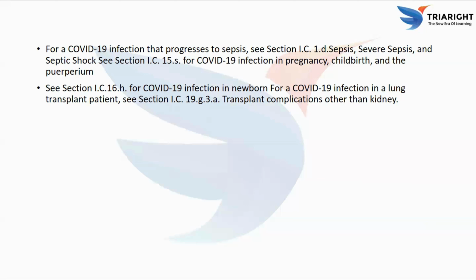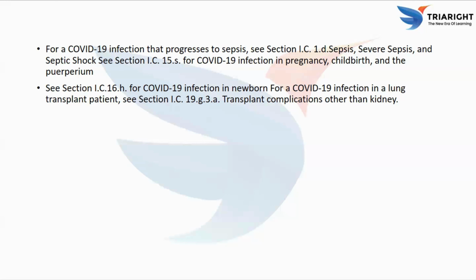So here is an example. COVID-19 in a 32-week pregnant woman with pneumonia. So what is the code order? O98.52, that is a viral infection complicating pregnancy. Then U07.1 for COVID-19, then J12.82 for COVID-19 pneumonia.